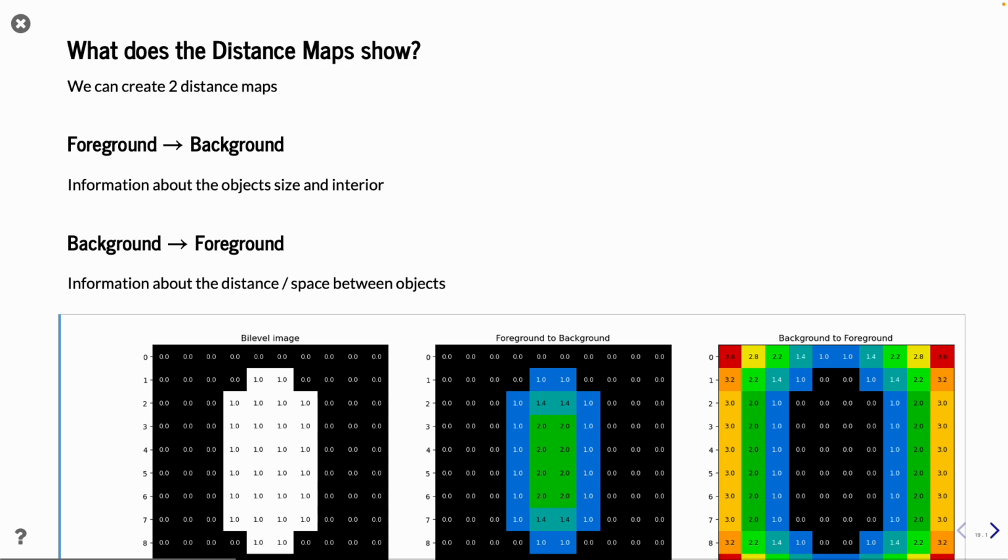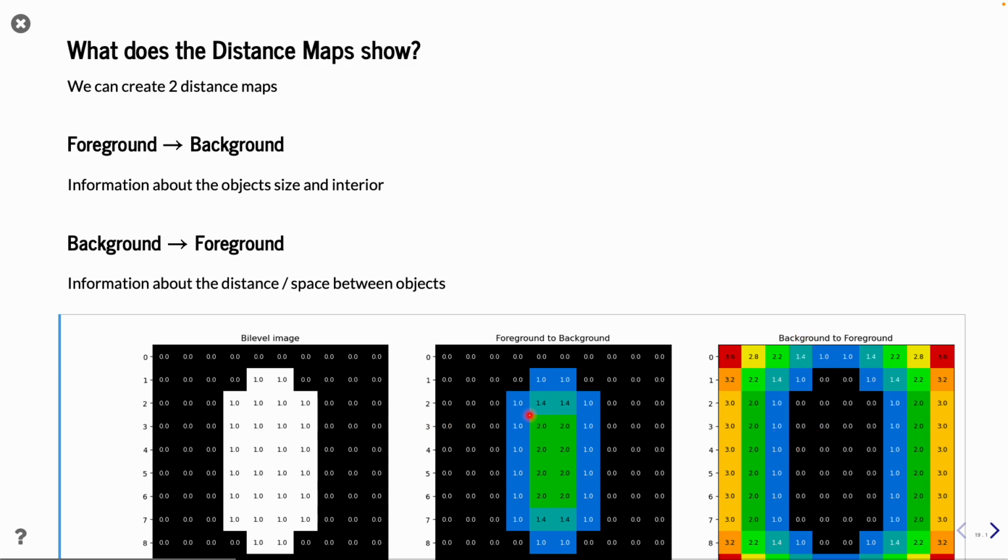So what does this show? Here we have 2 cases. We create a distance map of the 2 cases, one from the foreground into the background, and the other one going from the background to the foreground. So we have this bi-level image, and if you go from, they have flipped.